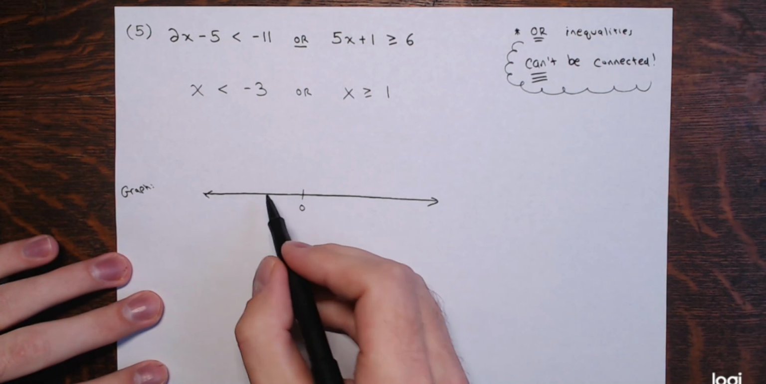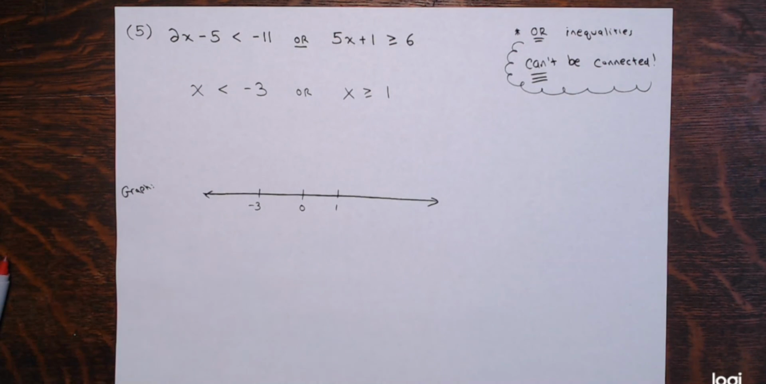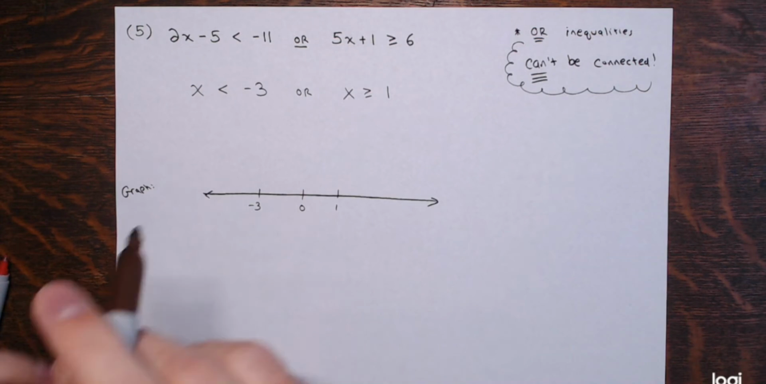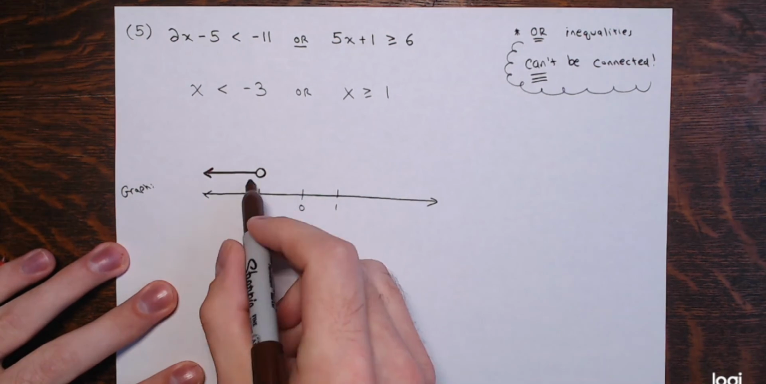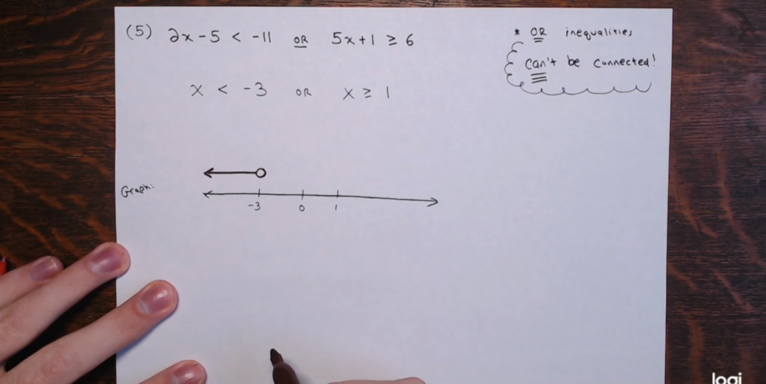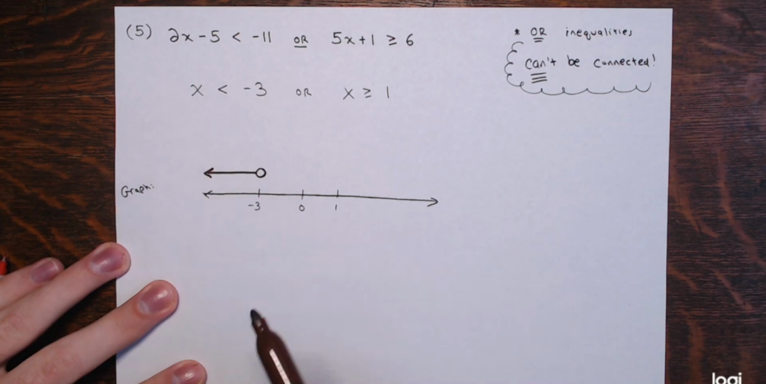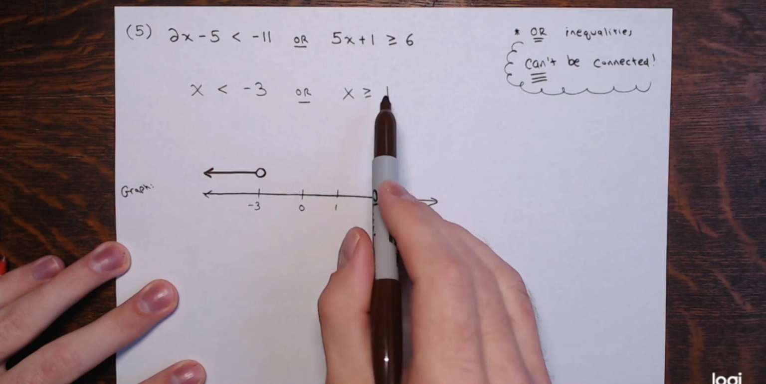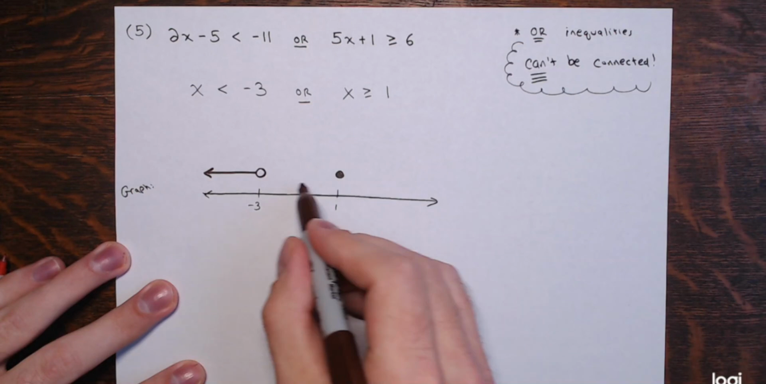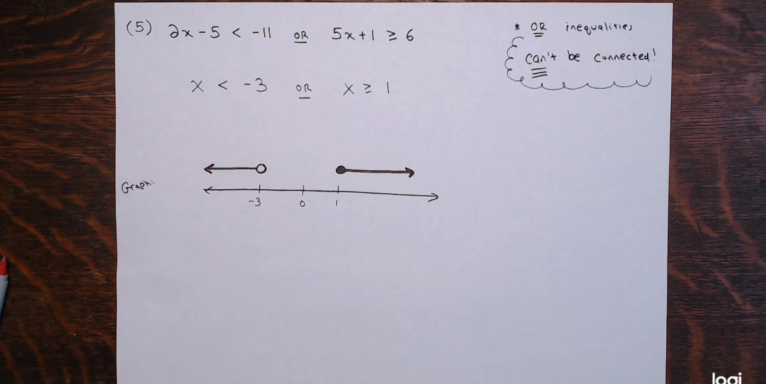So here's 0, and then negative 3 would be to the left, positive 1 to the right. And the numbers less than negative 3 are these numbers, but not equal to negative 3, right? All these numbers satisfy the first inequality, so they're solutions of the compound inequality. Or all the numbers greater than or equal to 1. Those are these numbers. And notice I'm putting them on the same level because I'm not looking for overlap here.